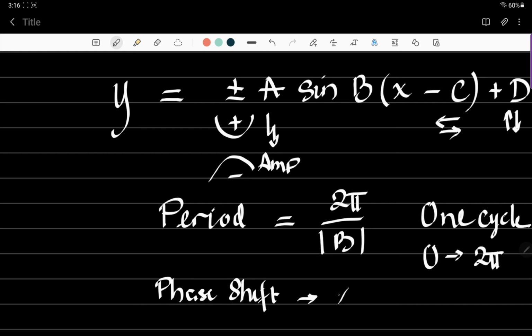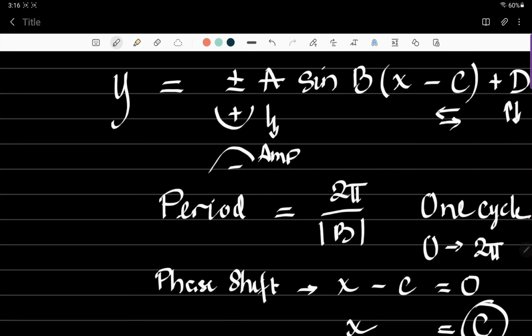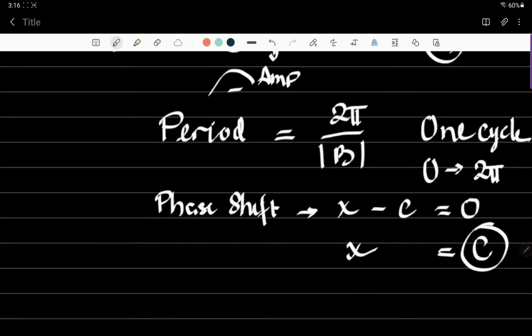So how do you do that? We put x equals 0. And so for x, this one here will be your phase shift, or moving left and right. All right, now let's do a few examples here.